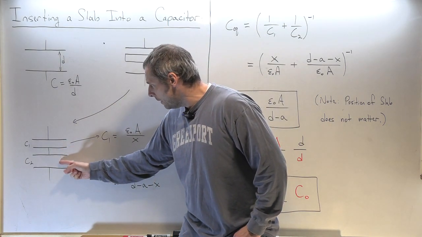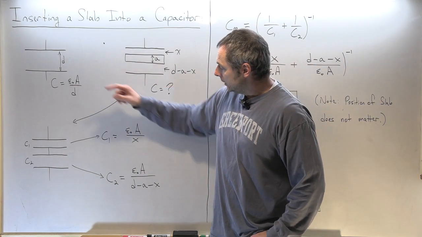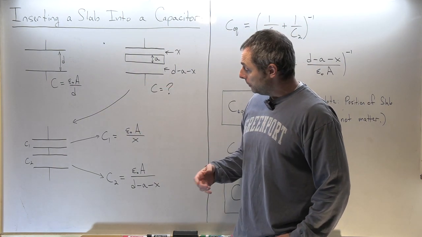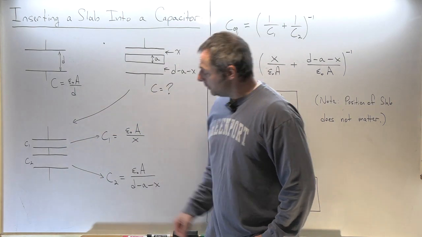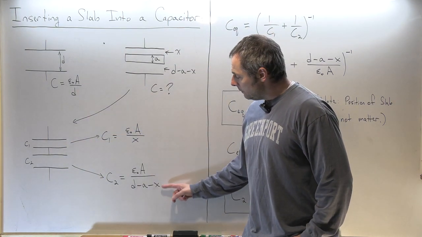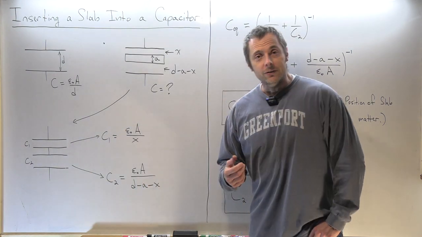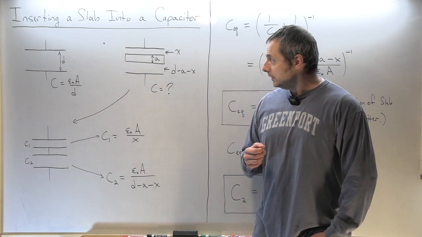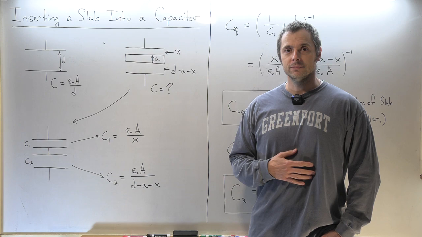So it's really two capacitors, and we can use this formula for each of them because they're simple parallel plate capacitors: epsilon 0 A over x, the distance between these plates, and here the same formula, with the distance between those plates instead of d. I'll pause and give you a chance to copy these notes down if you haven't already.